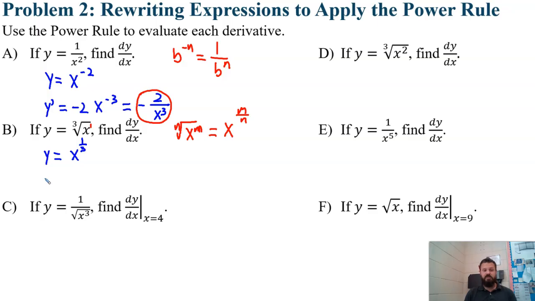And once I've rewritten it in terms of exponents, now I'm ready to find the derivative. We can say y prime is equal to 1/3 times x to the 1/3 minus 1. To get from here to here, subtracting 1, in other words subtracting 3 over 3, we'd have a negative 2/3 power, which we can rewrite in terms of positive exponents as 1 over 3 times the cube root of x squared.